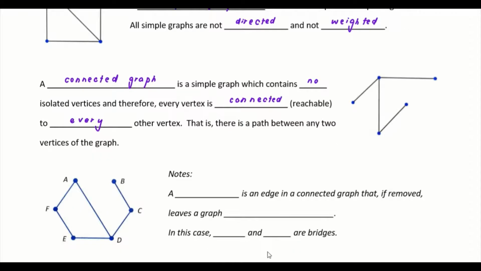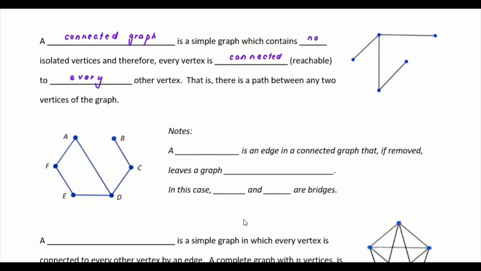Some notes here: there's a special element called a bridge for connected graphs. Whenever I put something in italics, it's not a new type of graph, it's a note further from the previous type, so this is under connected graph. What is meant by a bridge? A bridge is an edge in a connected graph that, if you remove it, leaves the graph disconnected.